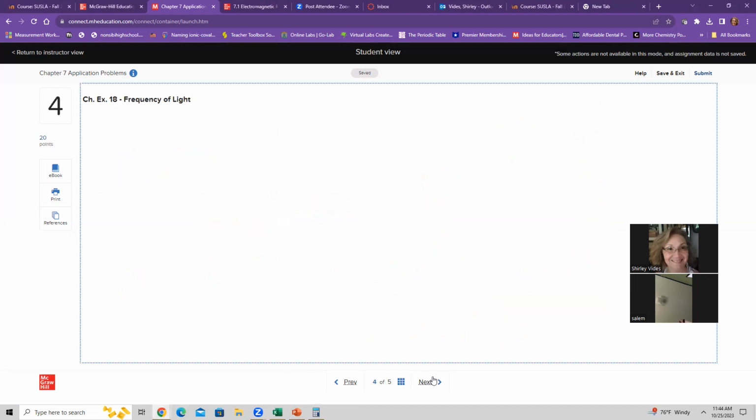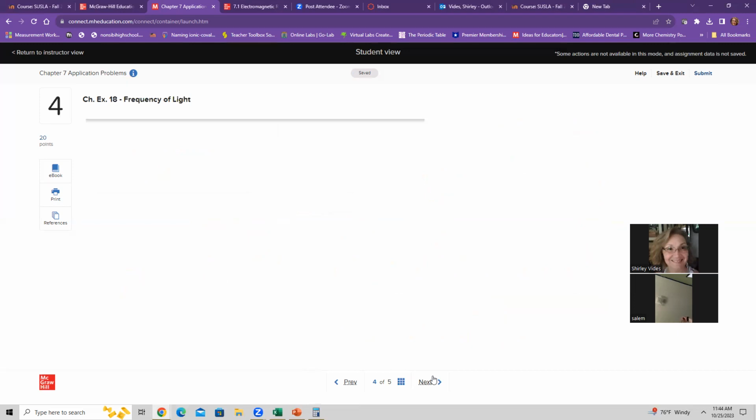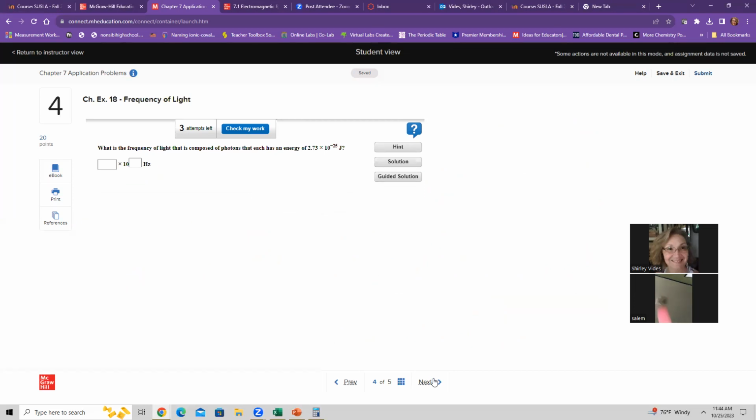Now we've got frequency of light. I'll let you take the lead on this one. What would you do? Where's that little picture I had? I took a picture of the equation, because the triangle helps. If we're doing light, we're just doing frequency, but you notice it has energy this time.